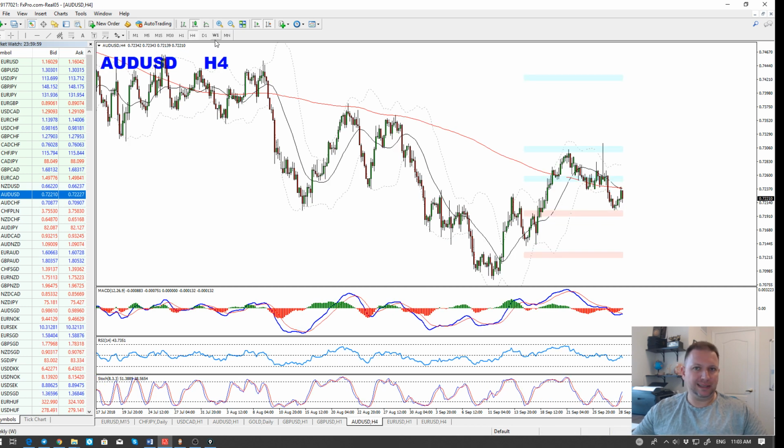I would be looking at, as for now at least, still buy the dips. Invalidation is right here, the last low. Invalidation of the buy plan.